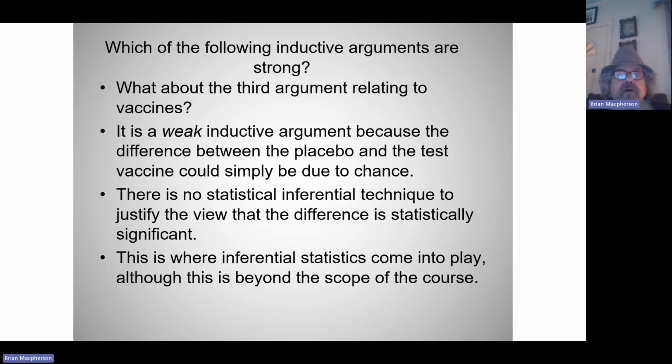Okay, so as I say here on this slide, it is therefore a weak inductive argument because the difference between the placebo and the test vaccine could simply be due to chance, right? There is no statistical inferential technique to justify the view that the difference is statistically significant, right? And that's of course where inferential statistics come into play, but that is beyond the scope of this course, right? We're not going to do any inferential statistics in this course.